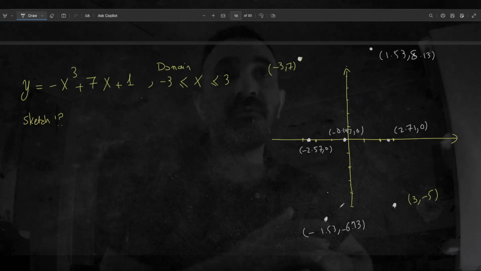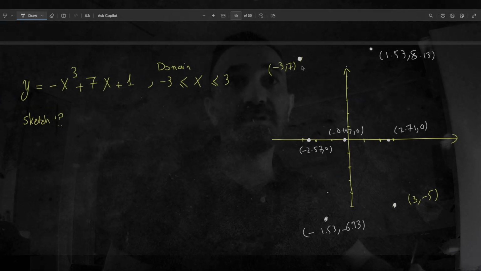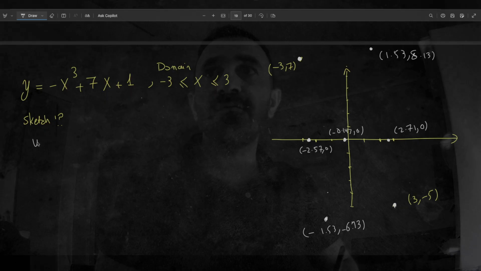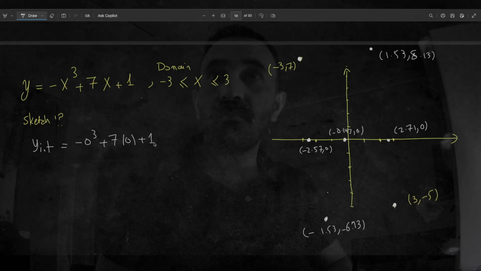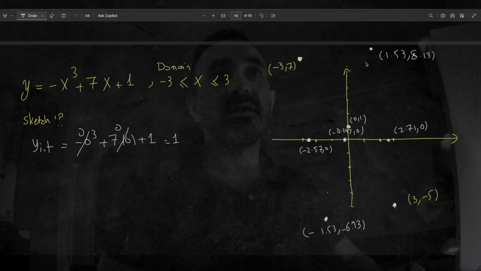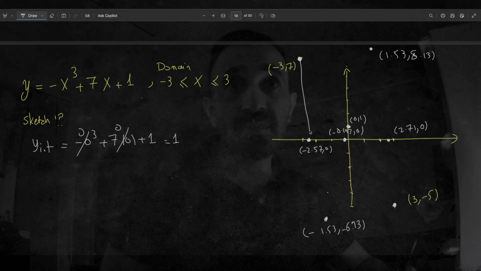Now we're going to go for sketching the function. These are the points. Okay, what about the y-intercept? How can I find the y-intercept? For finding the y-intercept, all you need to do is to put 0 instead of x. This is 0, this is 0, so the y-intercept is actually 1. Okay, 0 and 1. Now all you need to do is to connect these points and try to keep it like a curve.